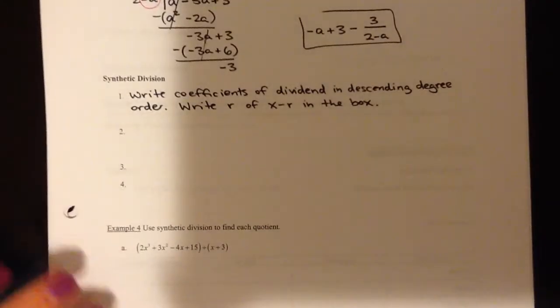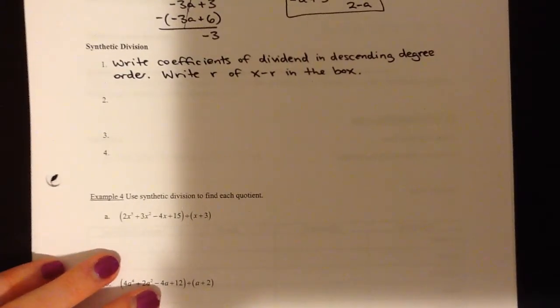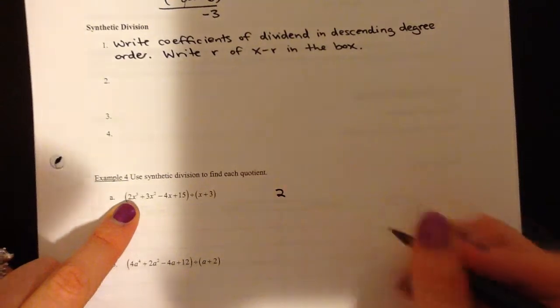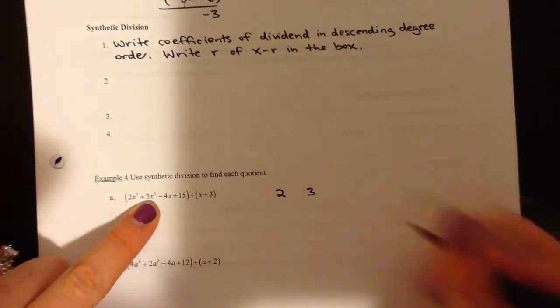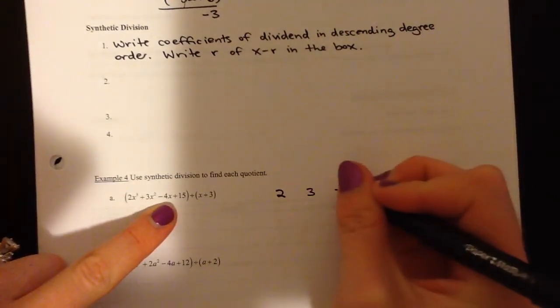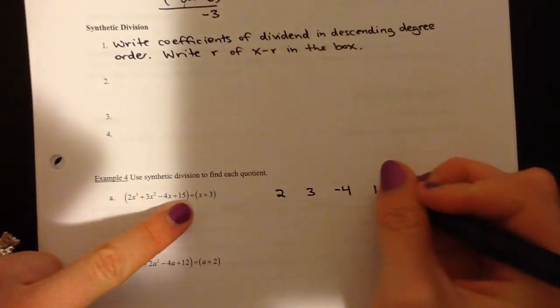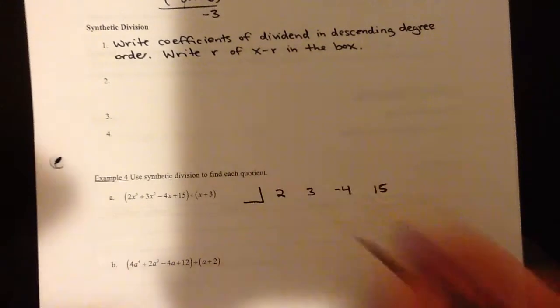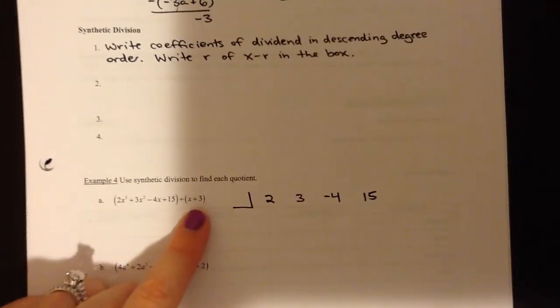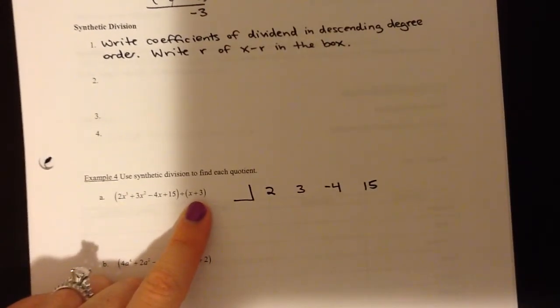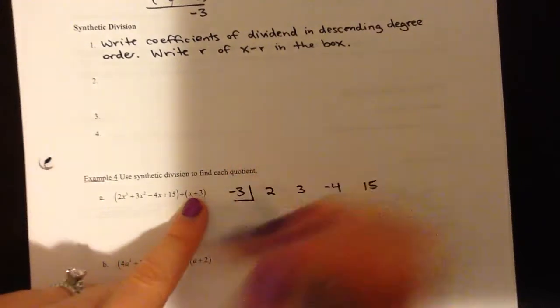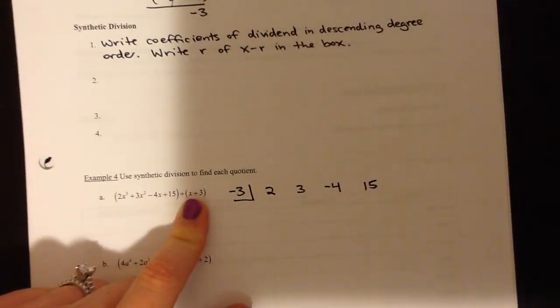Okay, so let's write down what we've got so far. So write the coefficients in descending degree order. So the x cubed is first, so we write 2. Then we write this positive 3. Then negative 4. Then 15. Okay, and then on the left-hand side, we make a little box. There's our little box. And we write the opposite of this number. So if we were to solve for this, we'd get negative 3. So we put a little negative 3 in the box. All right, so that's how we set that up.